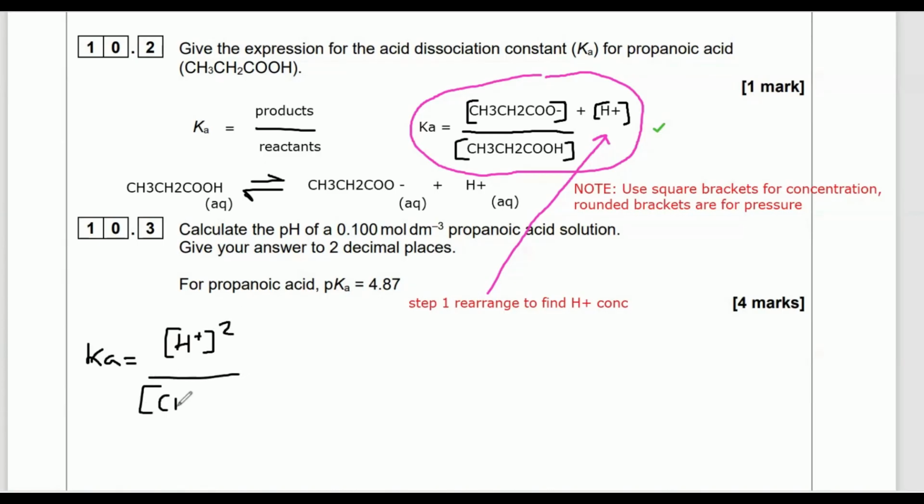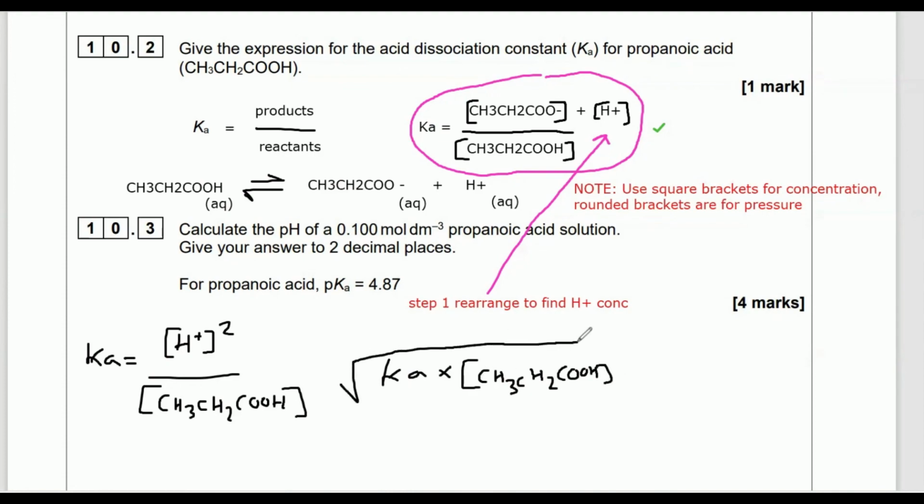Well, we can start by saying hydrogen ion squared at the top. We can rewrite the expression with hydrogen ion squared because we know that the concentration of the H+ is equal to the concentration of the carboxylate ion. So we can just make that H+ squared. Then we can rearrange this by doing Ka times the concentration of the acid, square rooted. And that will give us the hydrogen ion concentration.